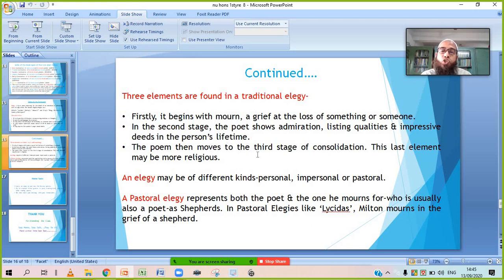The poem then moves to the third stage of consolidation. This last element may be more religious. So these are the three elements available in a traditional elegy.